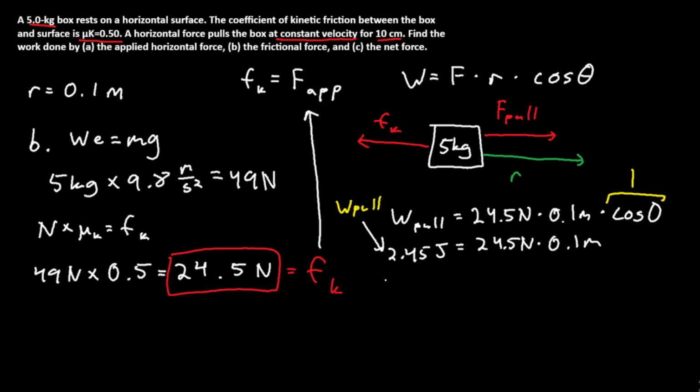For the work for friction, I can already predict it's just going to be 2.45, but negative. But let's solve for it. The work for friction is equal to 24.5 newtons times 0.1 meters. The magnitude of your friction force is 24.5 newtons as well, as we established in parts A and B. Our displacement is 0.1 meters. And since they go in exactly opposite directions, the angle between the friction and the displacement is 180 degrees.